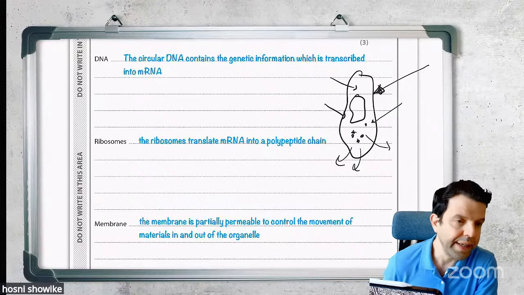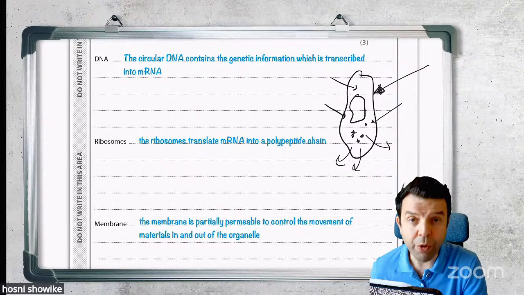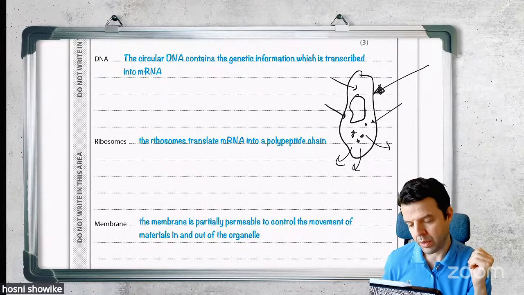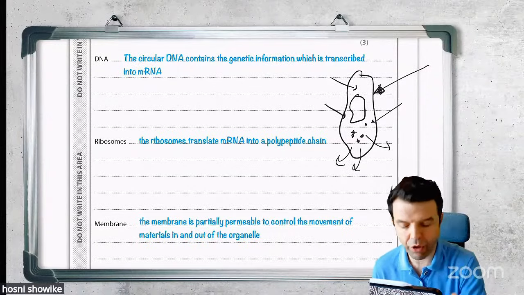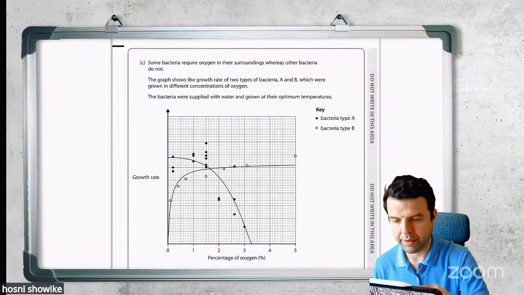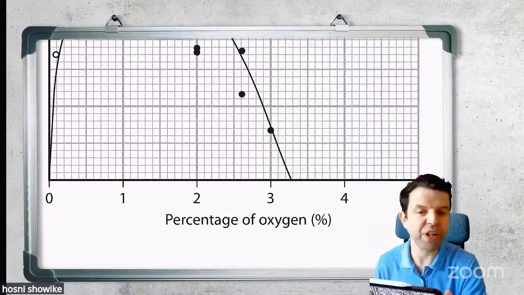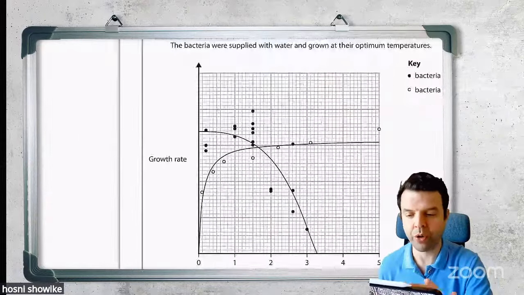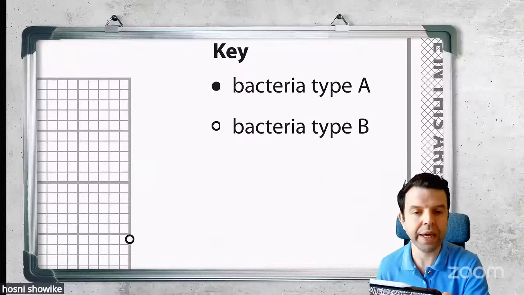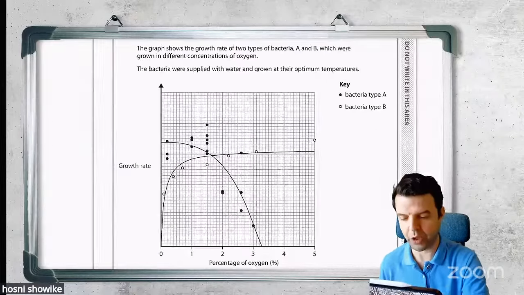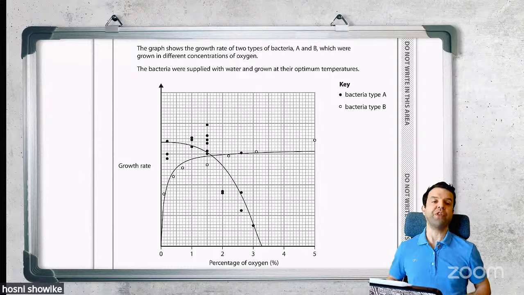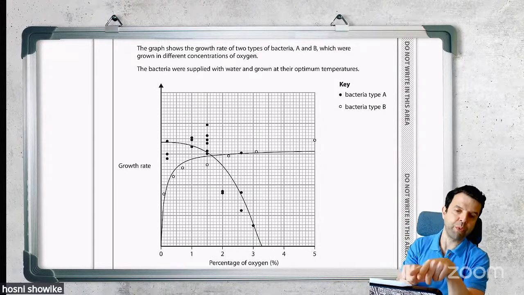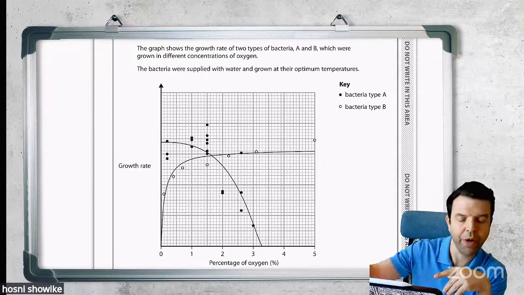On the next page, they're showing me a graph. There are two bacteria. They're showing me a graph of percentage oxygen versus growth rate. So I got two bacteria, one is A, one is B. Again, the first thing you look at when there's a graph is the relationship between what I have on the X and what I have on the Y.